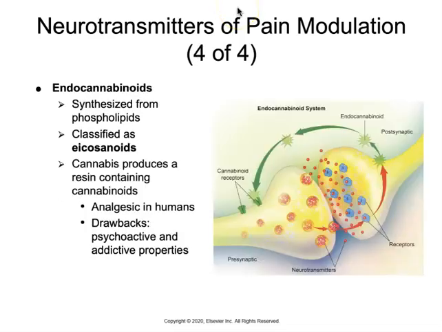Another naturally occurring neurotransmitter in our body are the endocannabinoids, and these are synthesized from phospholipids, and we classify them as eicosanoids. So they are going to act as signaling molecules, and they help bind over to our cannabinoid receptors, and these are going to be located throughout our body. And so cannabis can produce a resin containing these cannabinoids, and this has proved to be analgesic in humans. There are some drawbacks though. They are psychoactive and have addictive properties.